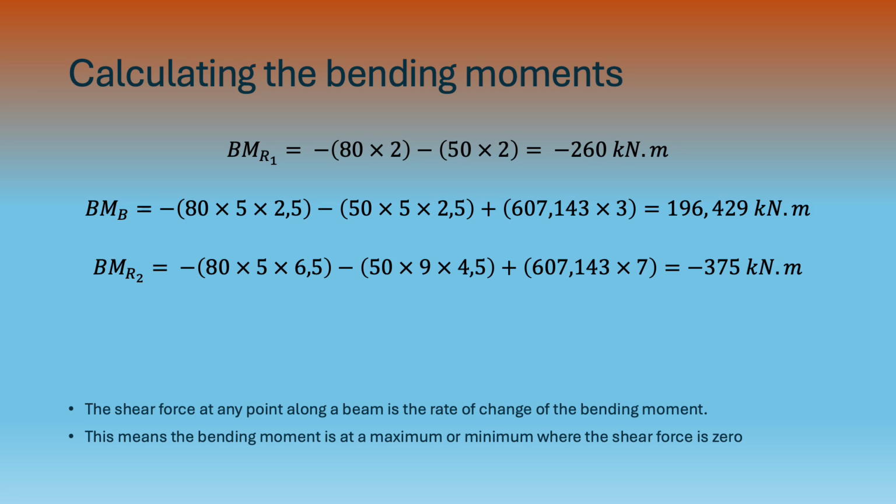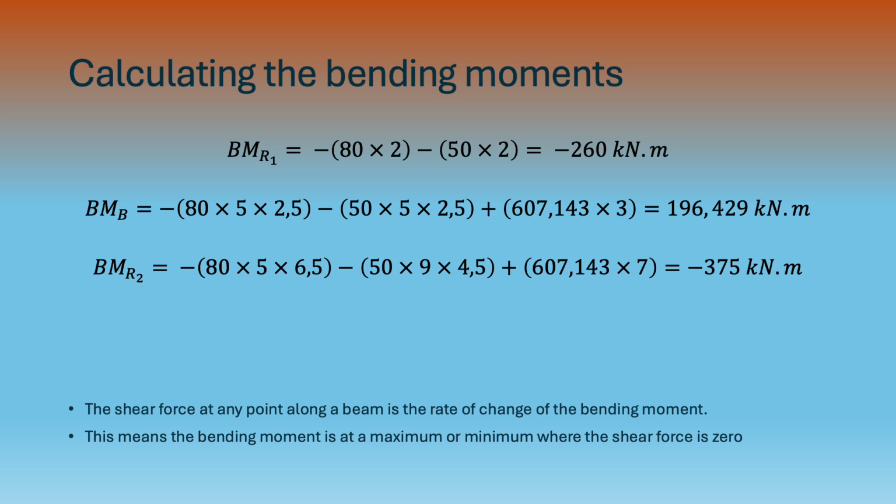Bending moments at R2, we've got the total of our 80, which is 80 times 5, and then if we take the half, which is 2.5, and we add the 4, we'll have a distance of 6.5. Then we take away 50 times 9, where we're only focusing on the 9 meters, and half of that 9 meters is 4.5. And the R1, we add it, and the distance is 7 meters away from the left. Gives us negative 375 kilonewton meters.